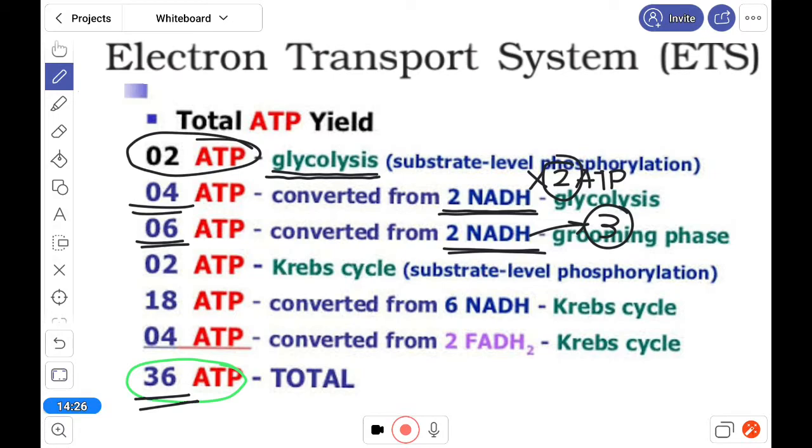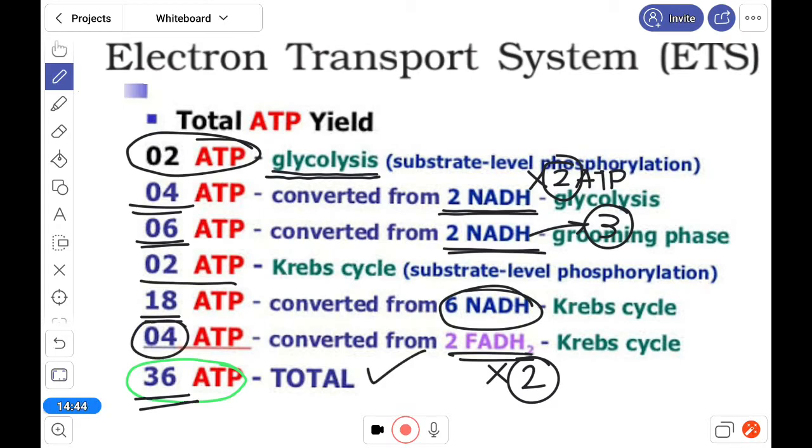In the Krebs cycle, direct ATP is produced, and the 6 NADH, at 3 each, gives 18, and FADH2 gives 2 ATPs per FADH2, so it is 4. The total comes to 36. If you consider all NADH as 3, then it will be 38. Because here also it will be 3, then it will be 6, then it will be 38.